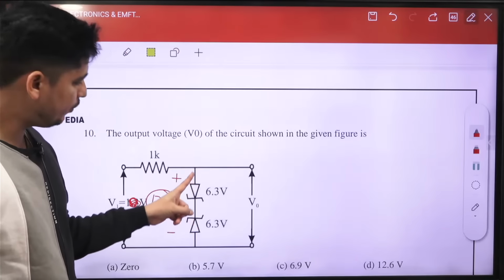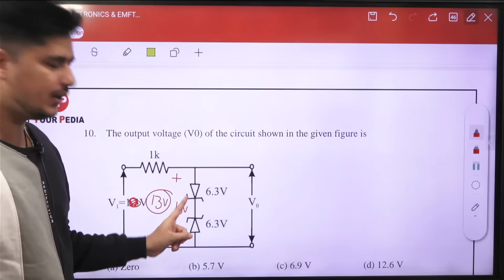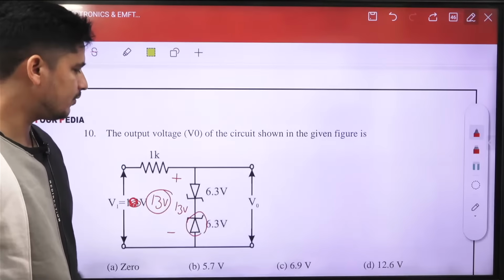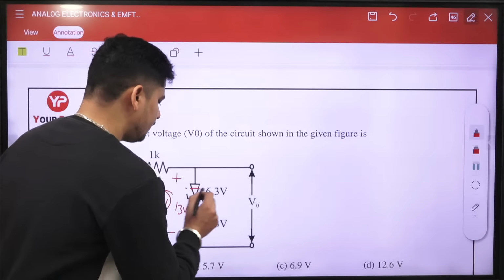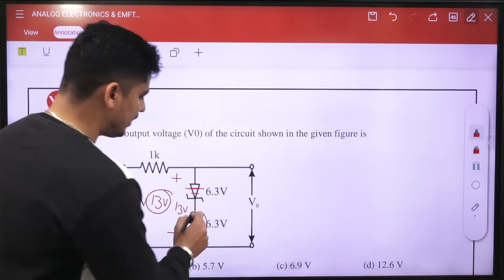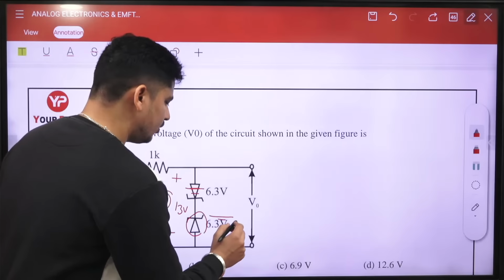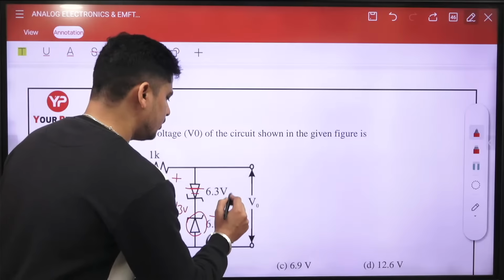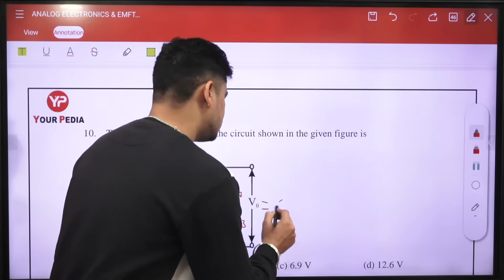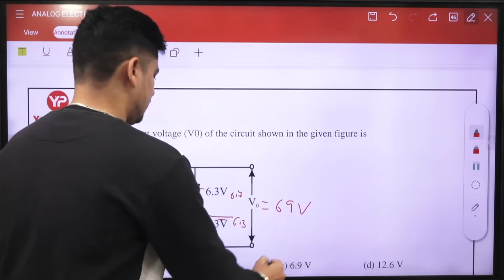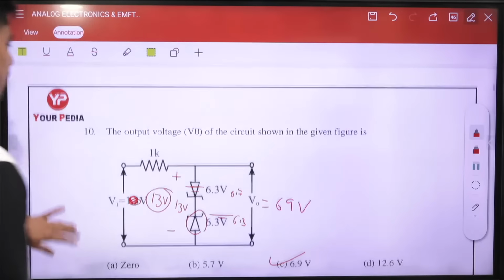This is going to be forward biased because it is connected in this polarity, and this lower diode will be reverse biased. So if it is forward biased, it will be replaced by a battery of 0.7 volt like this, and this will be replaced by a battery of 6.3 volt. So 6.3 volt here and 0.7 volt here gives 6.9 volt at the output. So the answer will be 6.9 volt.